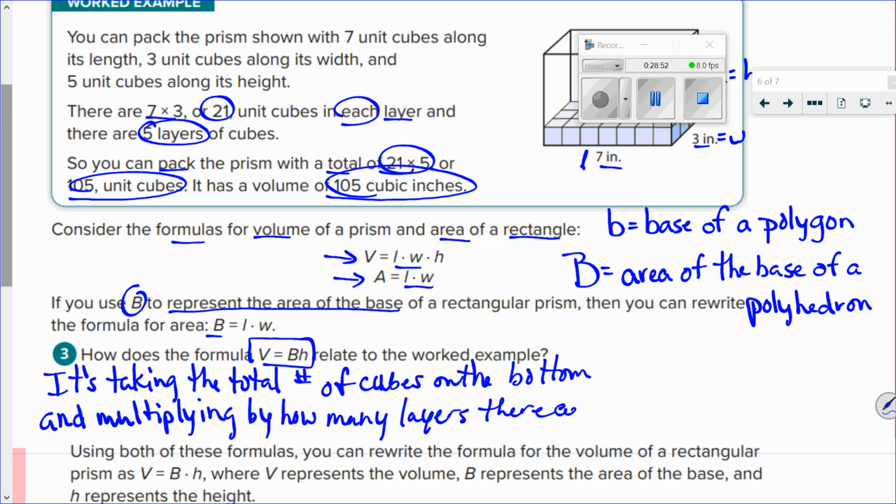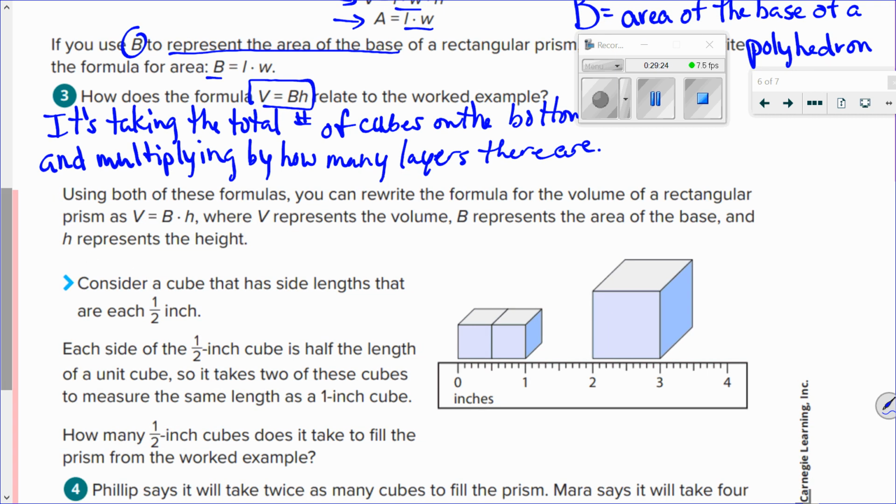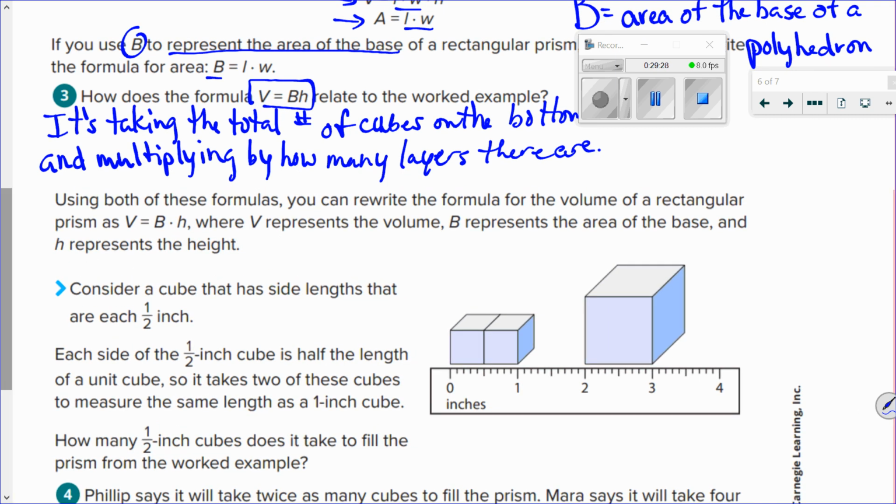Again, it's taking the total number of cubes on the bottom and multiplying by how many layers there are. In other words, what is the height? So using both of these formulas, you can rewrite the formula for the volume of a rectangular prism: V equals B times H, where V represents the volume, B represents the area of the base, and H represents the height.